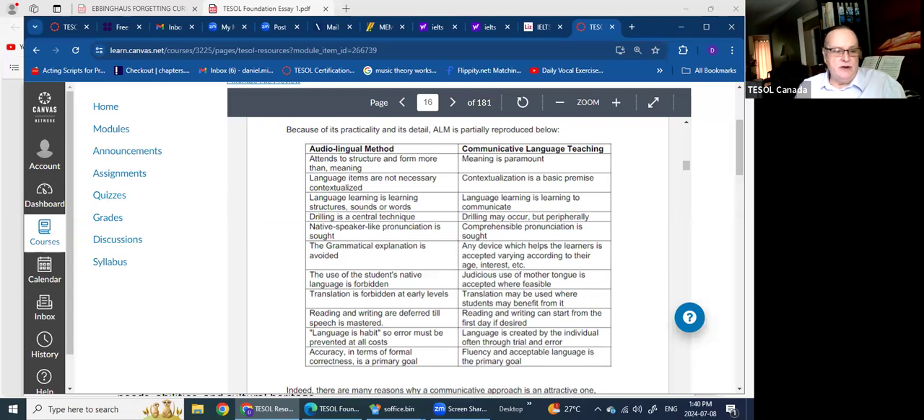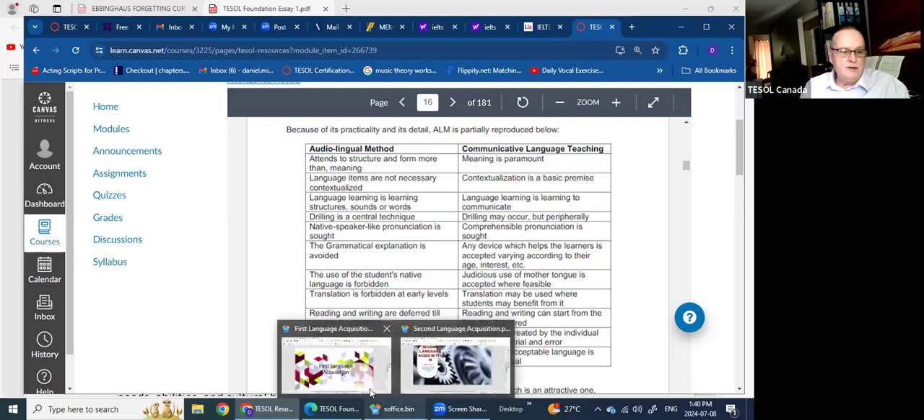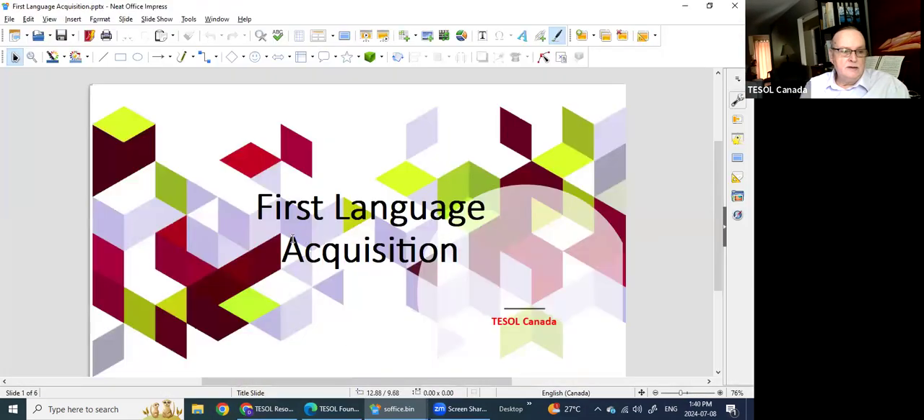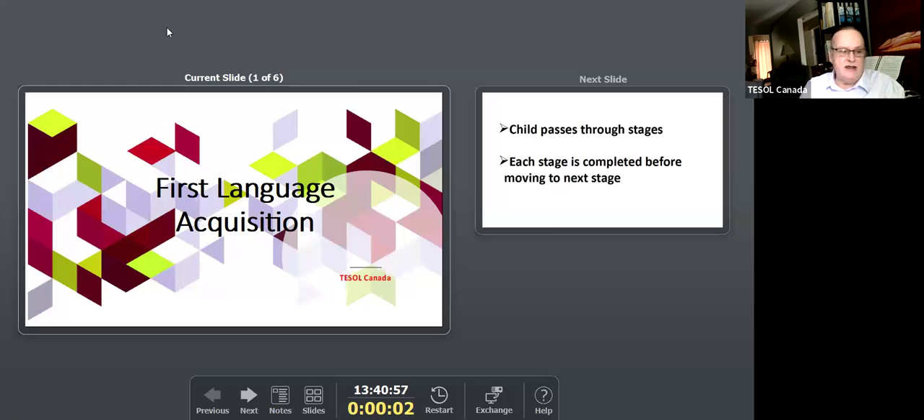So that chart is very useful, and I would suggest that you should have a good look at it and read this. Actually, read this entire document very thoroughly because it's an excellent document. Okay, we're going to go and have a quick look at a couple of PowerPoints. First language acquisition being the first PowerPoint. Just a quick little review on these aspects with first language acquisition.